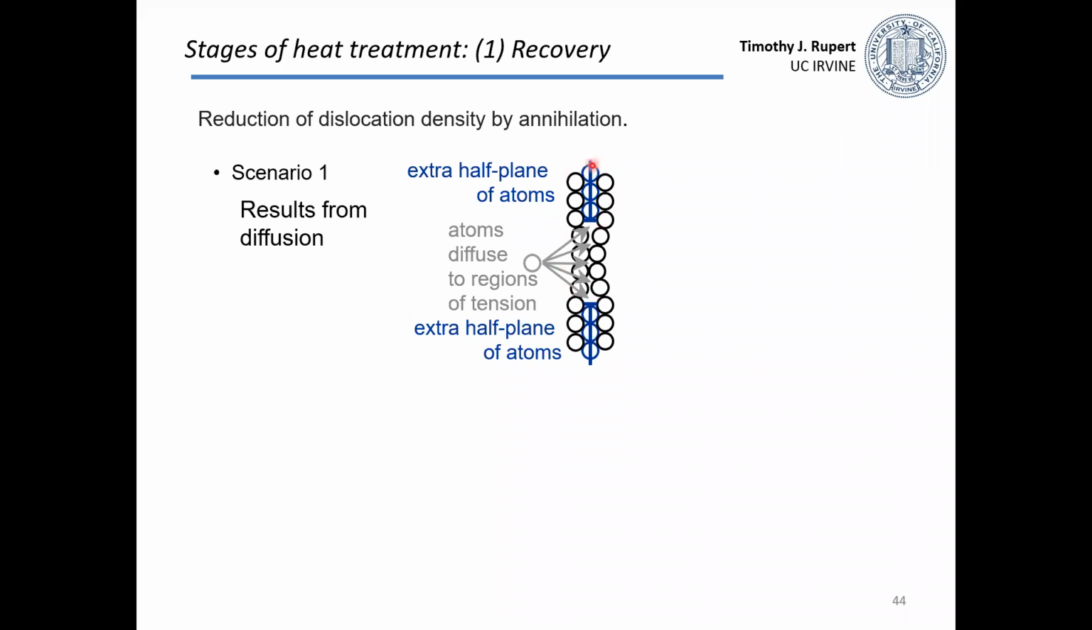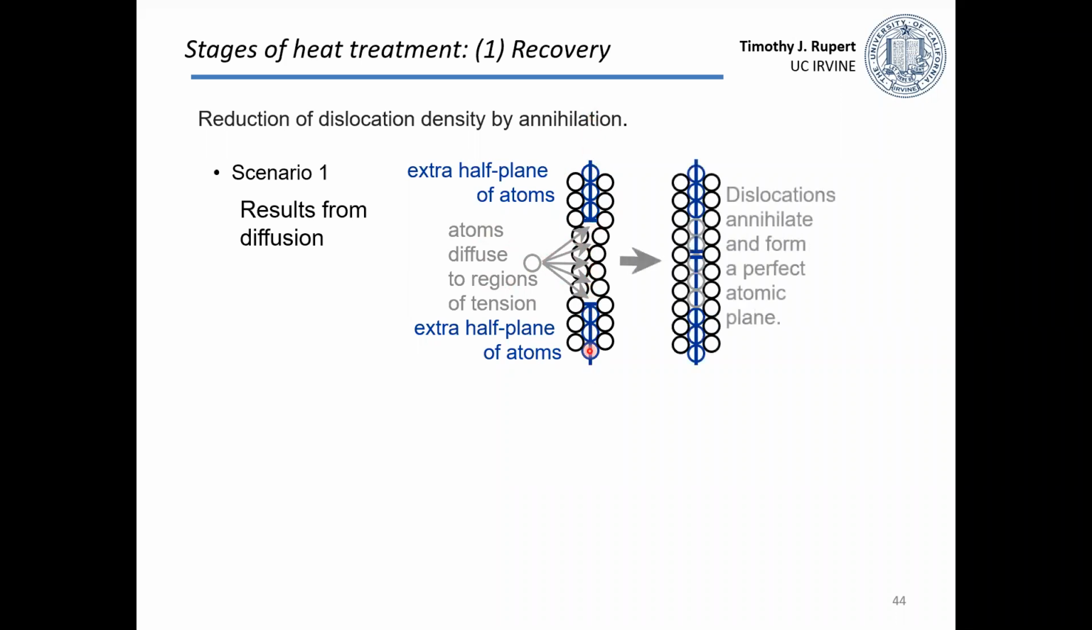Sometimes these dislocations can be over top of each other, but they're not at the same vertical location, okay? Well, one way that these dislocations can annihilate and go away is that atoms can diffuse to these regions which are under tension underneath of them, okay? If I think of 4 atoms filling in that empty space, I now have a perfect plane of atoms. This is just showing that.